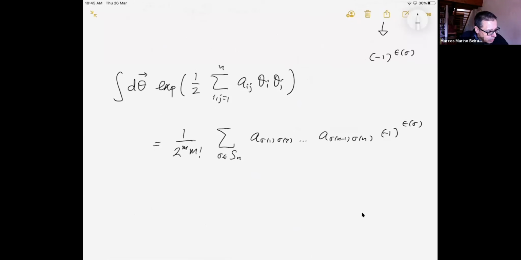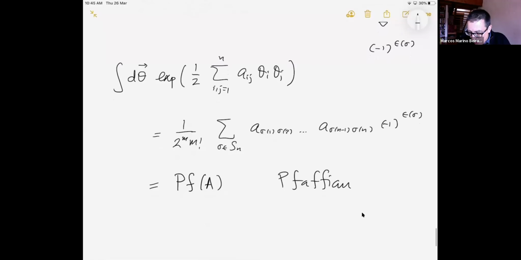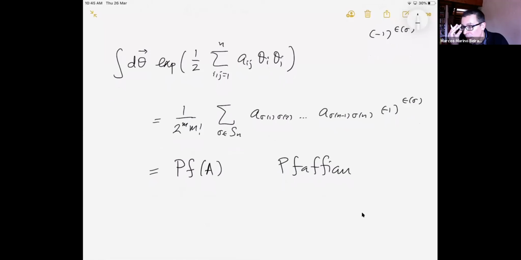We have discovered a new object. This is not the determinant of A; it's a slightly different object. When you have a new object, it's like when you have a new child, you baptize it, and we are going to call this the Pfaffian of the matrix A. So we give a name to this object, the Pfaffian of the antisymmetric matrix A. The Pfaffian is an object which appears naturally when you do Grassmann integrals of Gaussian functions.